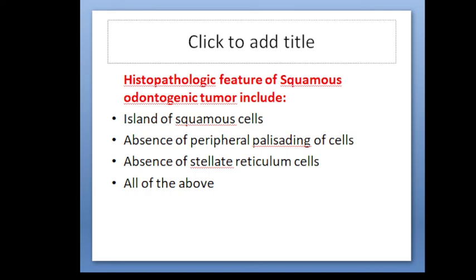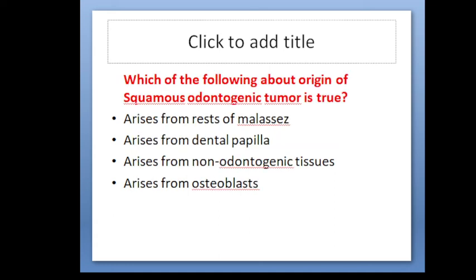Histopathological features of squamous odontogenic tumor include islands of squamous cells. There is no peripheral palisading of cells, and there is absence of stellate reticulum cells. So all of the above is the correct option. Which of the following about origin of squamous odontogenic tumor is true? See here, the best option is option A. It arises from rests of Malassez. It doesn't arise from dental papilla because it is not an ectomesenchymal tumor. It is not a non-odontogenic tumor, and it doesn't arise from osteoblasts like any bony tumor.